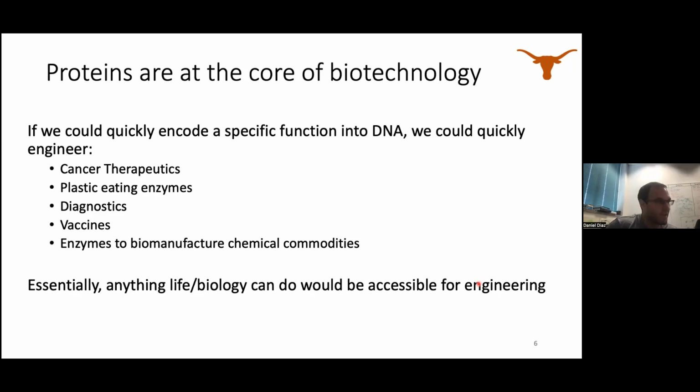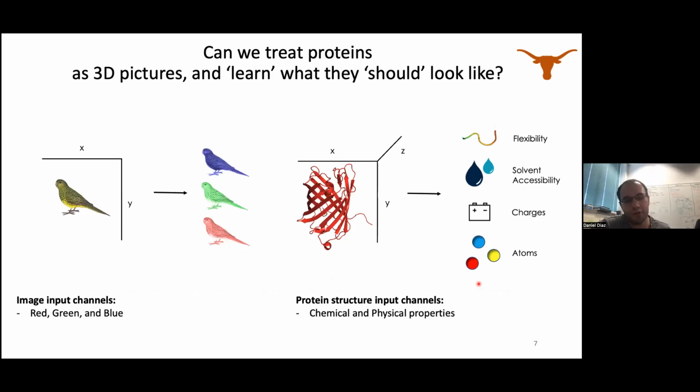Transitioning now to how we train convolutional neural networks on proteins, we essentially treat 3D structures of proteins as pictures or images. Usually when you think of an image, you think of a JPEG. Here's a picture of a bird on the left. Usually these images have 3 channels, red, green, and blue, and they're usually 2D, so X and Y. Well, for proteins, we have 3D images, so we have X, Y, and Z. But instead of having red, green, and blue channels, we have atom channels, charge channels, solvent accessibility channels, and whatever other physical channels we'd like to have.